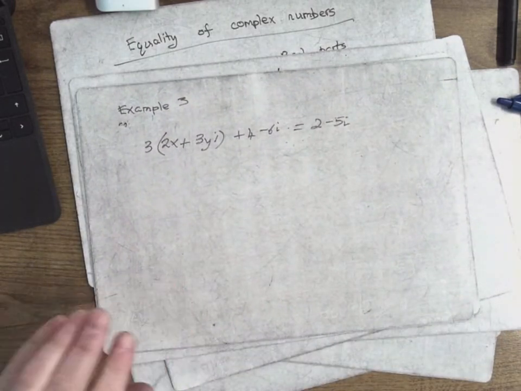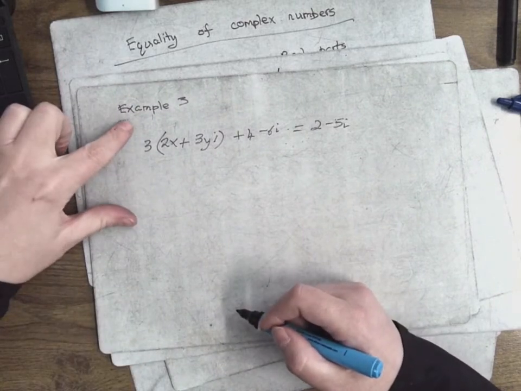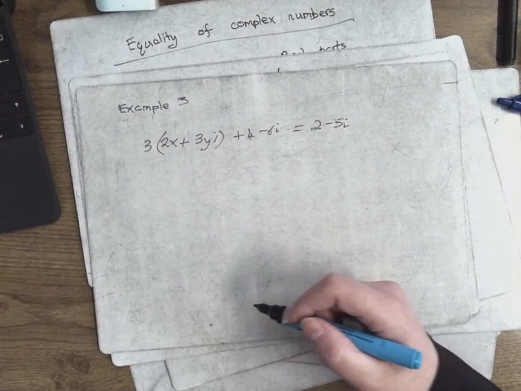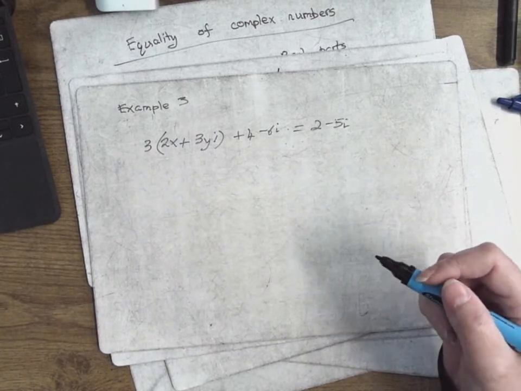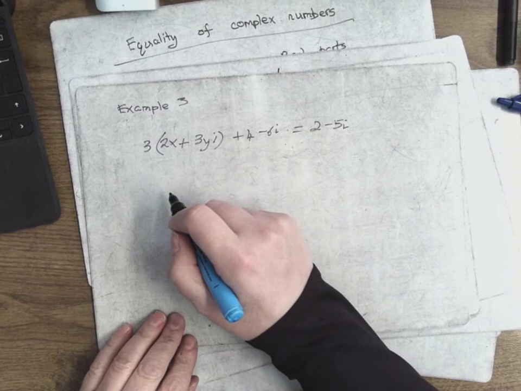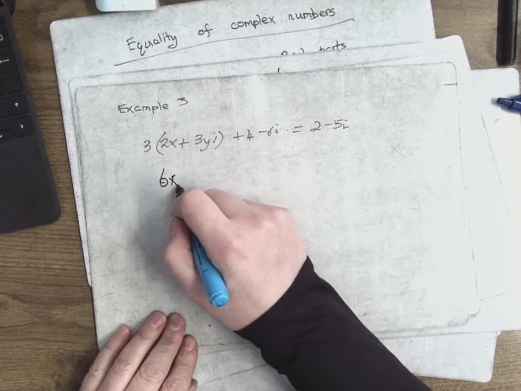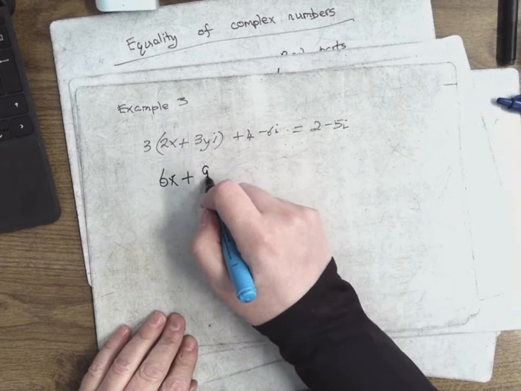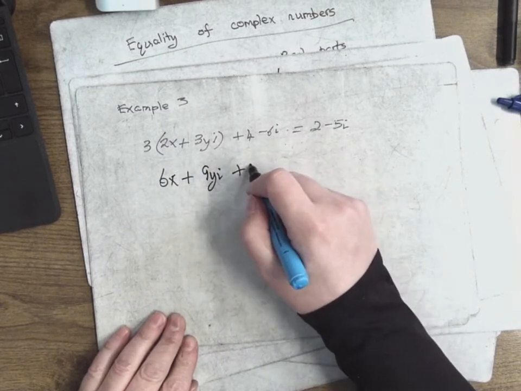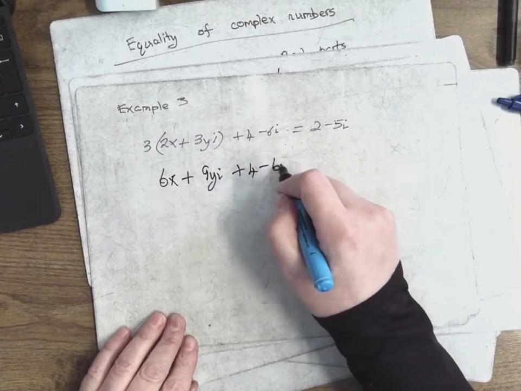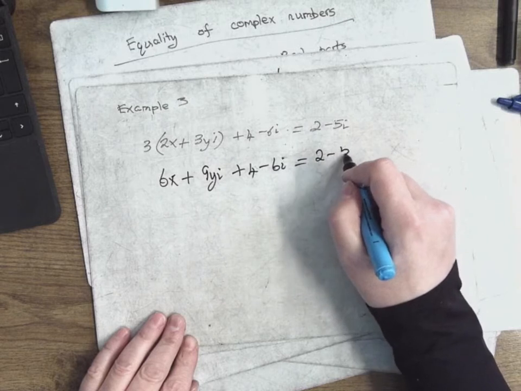So with example 3, there's brackets on the left hand side. What have I to do before I start? Multiply into the brackets. You can't deal with brackets, so you have to multiply into them. So multiplying into these brackets, what will I get? 6x plus 9yi, plus then 4 minus 6i, equals, there's nothing else to multiply, 2 minus 5i.